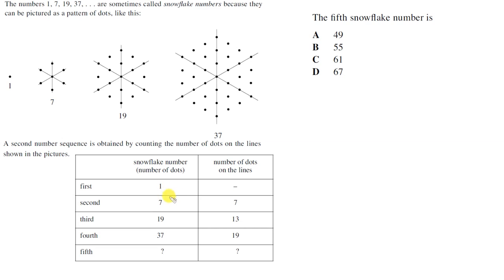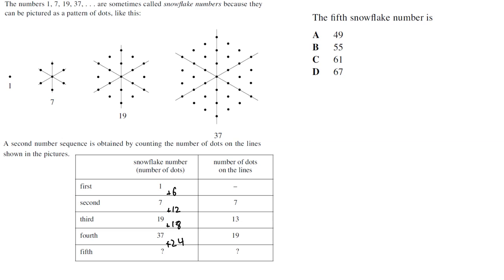Between the first and second snowflake numbers, the number seems to have increased by 6. Between the second and third, the number of dots has increased by 12. Going from 19 to 37, or the third and fourth snowflake numbers, our numbers seem to have increased by 18. So, we can assume that this pattern continues. The amount that the dots is increasing by itself increases by 6. So between the fourth and the fifth, we can assume that our numbers will increase by 24.